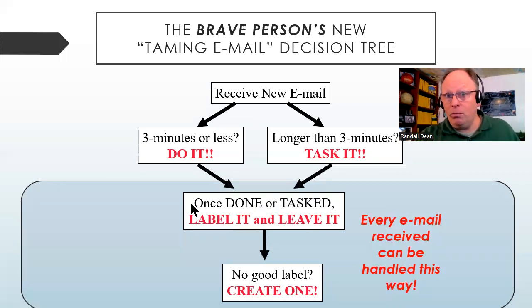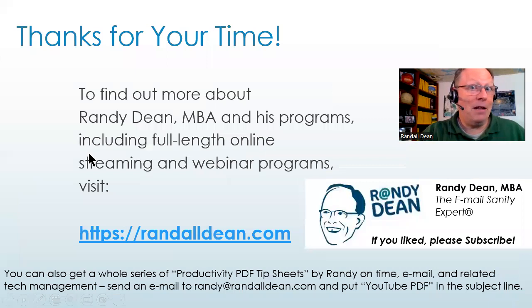And if you don't have a good label, but you want to label it so you can find it later, maybe you create a label and put it there. I think this could work. But let me tell you the fail before we finish this. If you find yourself going back and reopening emails you've already dealt with because you can't remember if you dealt with them or not, you need to get them out of your inbox.